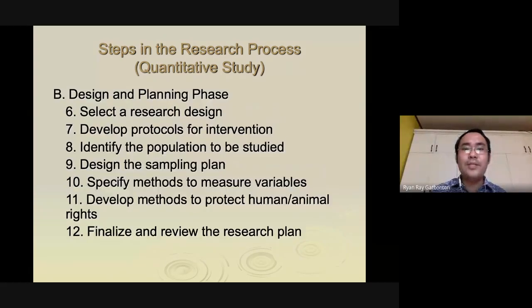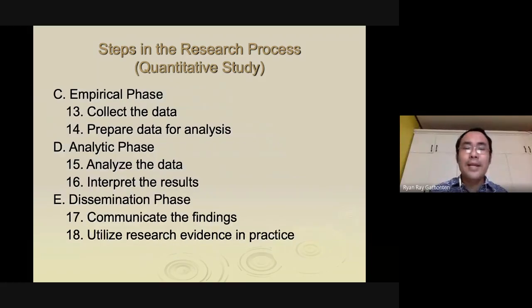The next is the design and planning phase. You select a research design, develop protocols for interventions, identify the population, design the sampling plan, specify methods, develop methods, and finalize your research plan. Then after you have designed your research, you collect your data. This is your empirical phase.